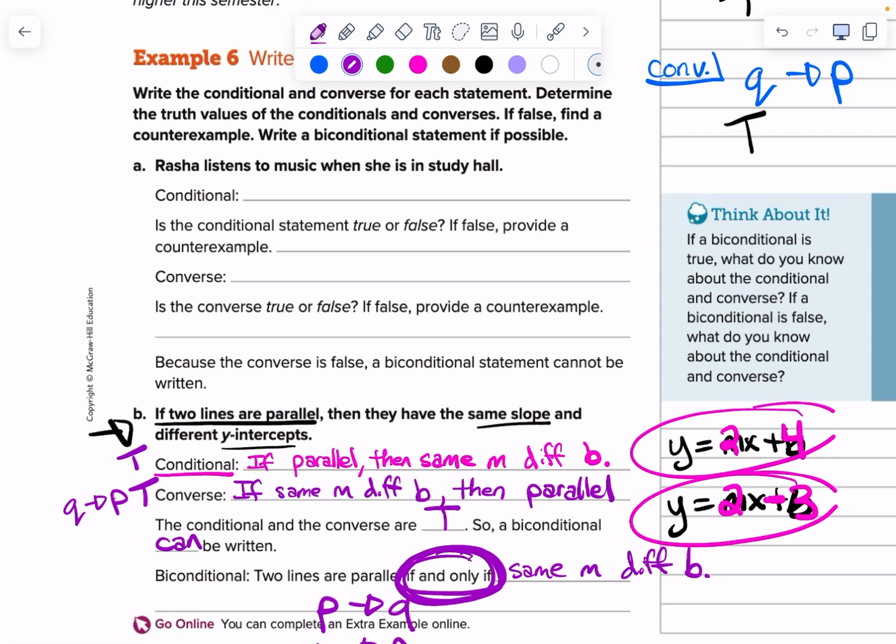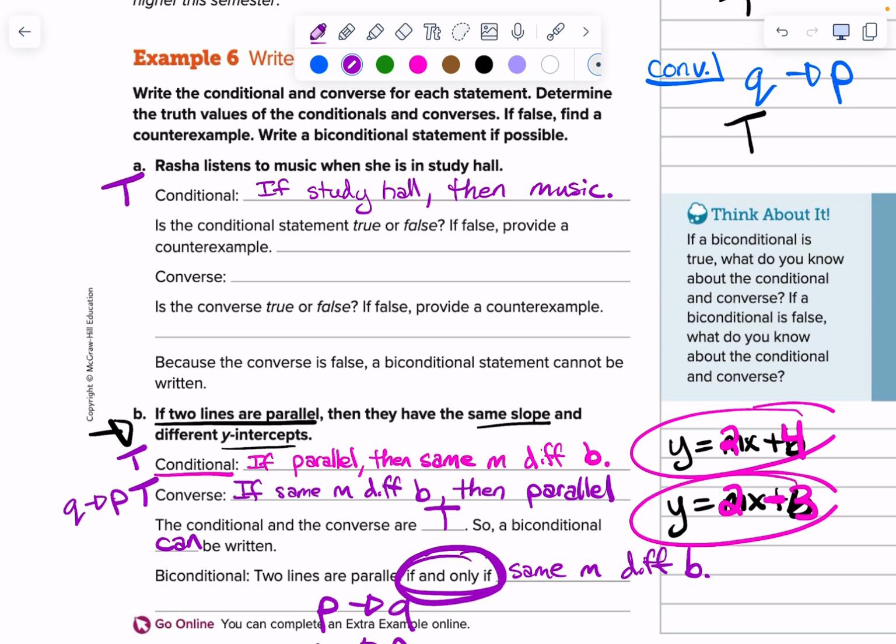Rasha listens to music when she's in study hall. Rasha, okay, hold on, back up. Rasha listens to music when she is in study hall. So if study hall, then music. I'm really paraphrasing. If she's in study hall, then she's listening to music. True or false? True.